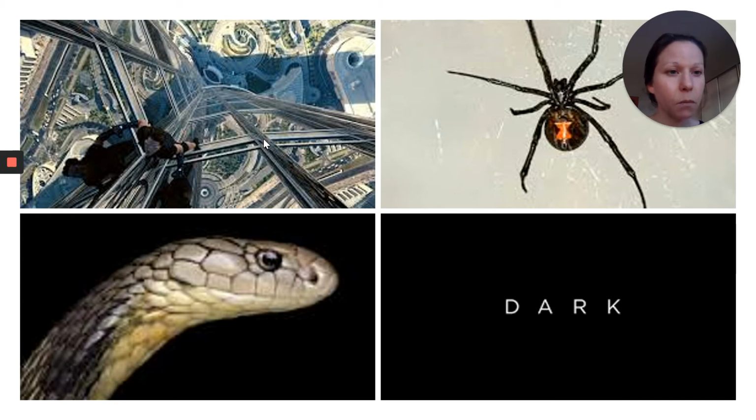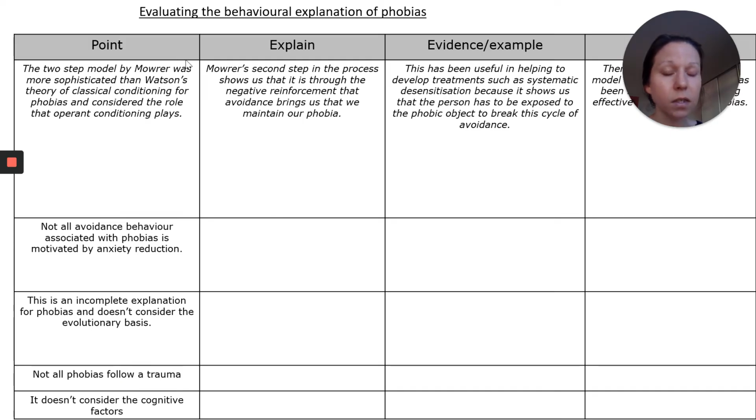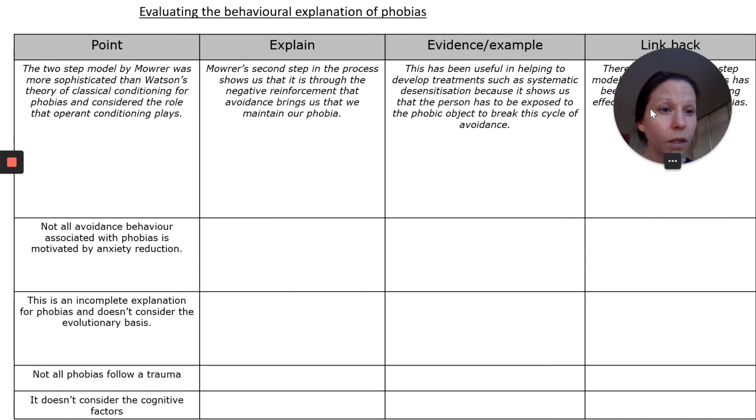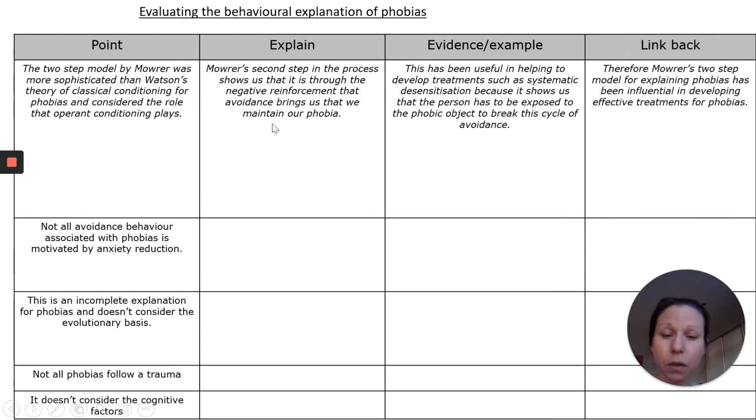But remember, evaluation can be positive as well as negative. So I've actually picked a positive one as my first modelled worked example at the top here. So you can see we're using that PEEL structure, and I'll talk a bit more about how that was used very well in some of your essays. But we know when we're doing evaluation, we're aiming for PEEL paragraphs. So we make our point, we then explain that point, we provide some evidence or an example, and then we link back and say, well, why does it matter? So if we look at this worked example here, the two-step model by Mowrer was more sophisticated than Watson's theory of classical conditioning.